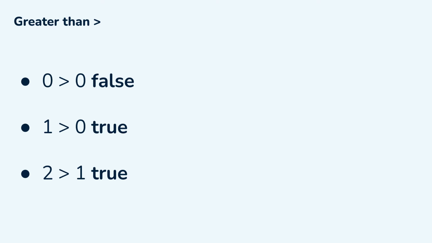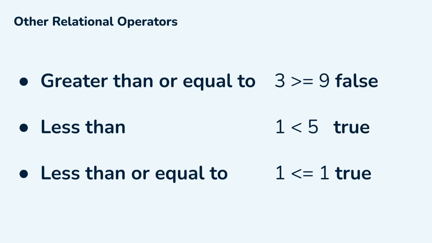More interesting is the relational operator greater than, represented by the greater than symbol. So we will say that 0 greater than 0 is false, 1 greater than 0 is true, and 2 greater than 1 is true. Complementing those three relational operators, we have the greater than or equal to operator, the less than operator, and the less than or equal to operator. They work in the same way as we have explained for the previous ones.